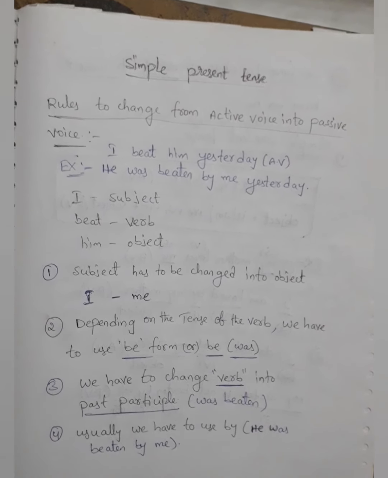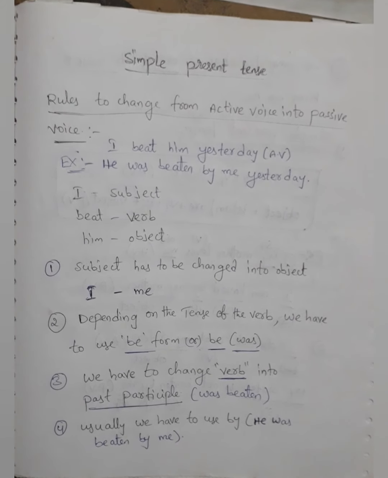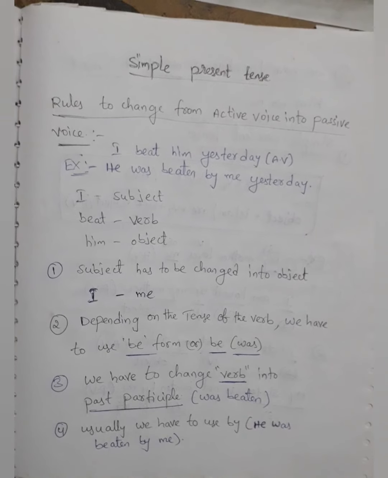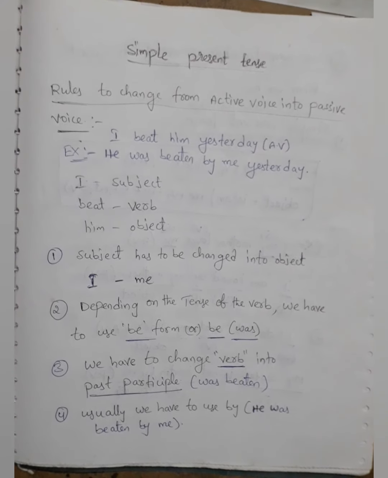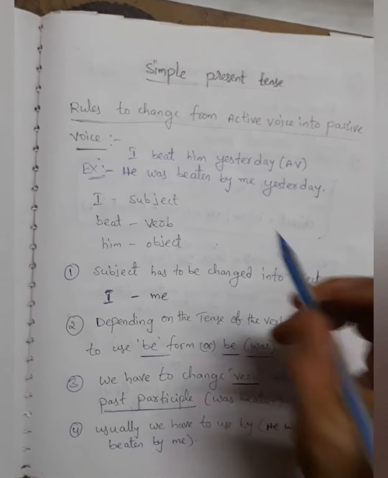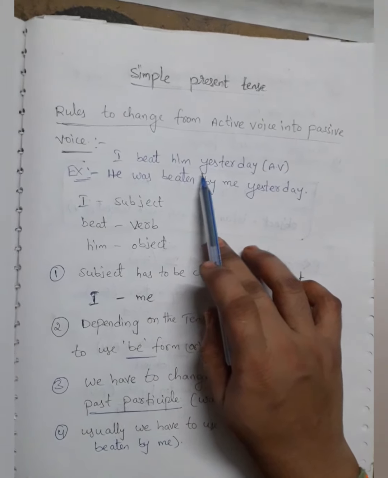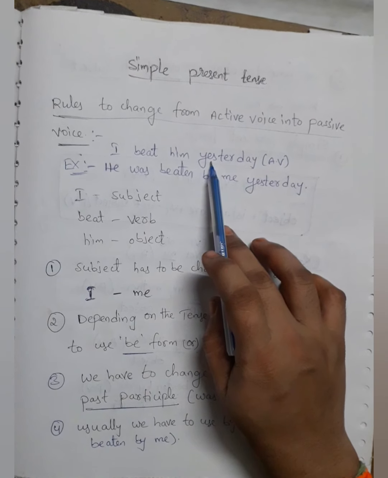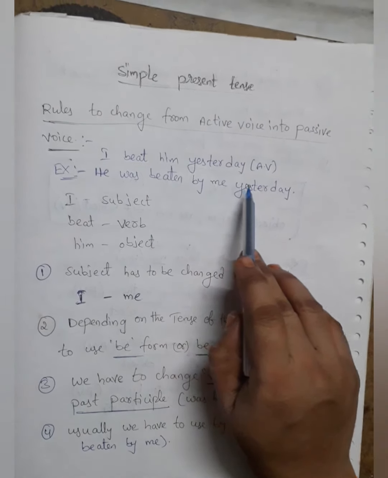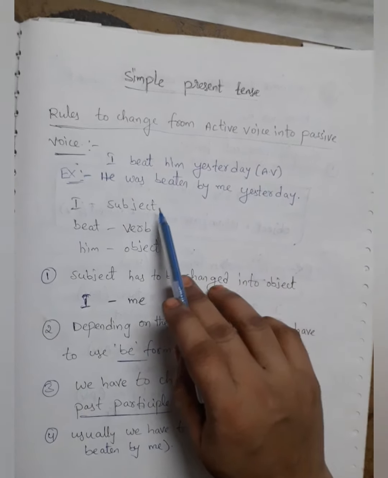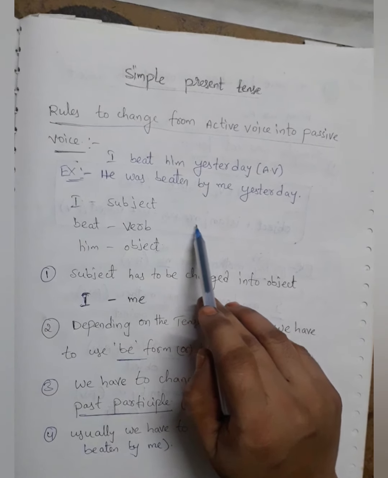Today I am going to discuss the continuation of active voice and passive voice. I am again remembering the 5 rules to change active voice into passive voice. For example, I beat him yesterday. It's an active voice. He was beaten by me yesterday. It's a passive voice.